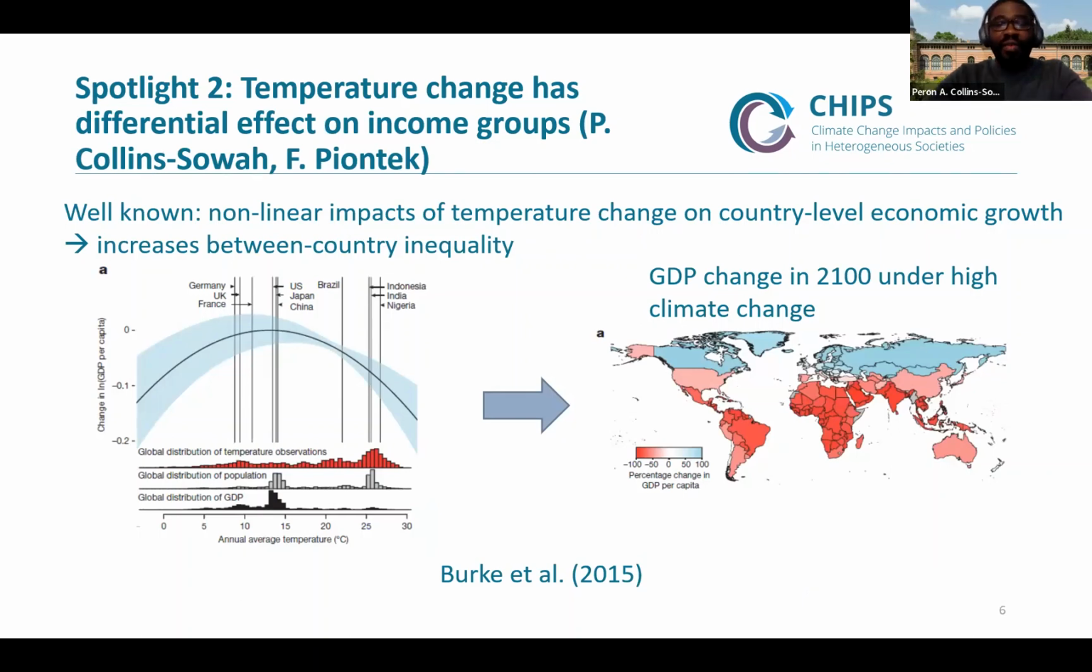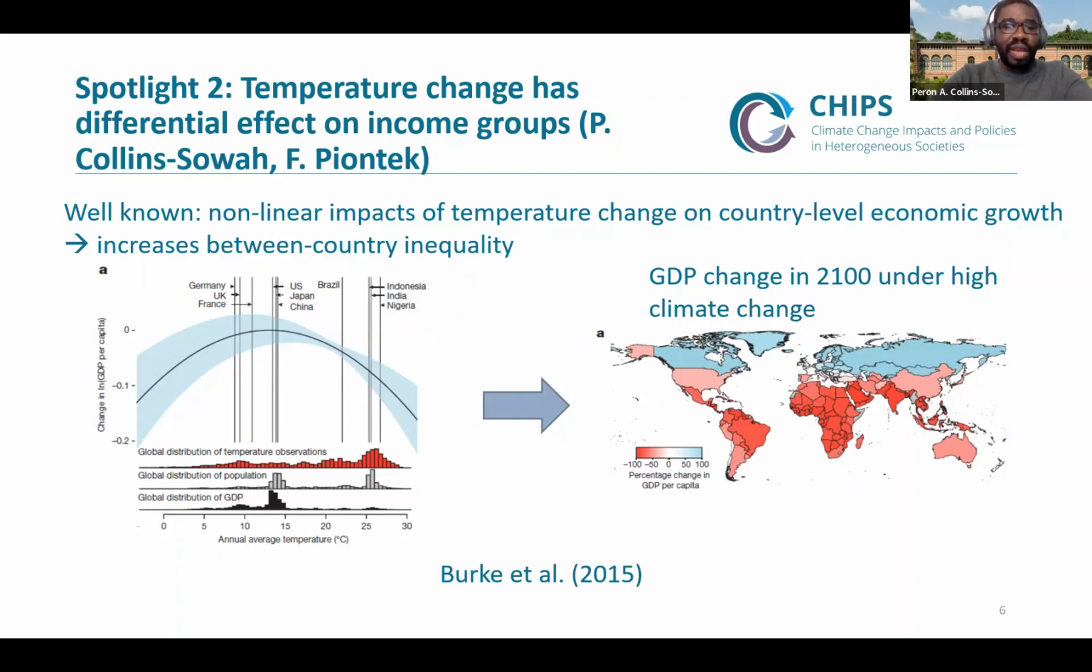Since the earlier study of Burke and colleagues, we actually have a fair understanding of the impact of temperature change on country level income growth. As you can see on the left-hand side of this image, Burke finds a nonlinear relationship between temperature and GDP growth per capita, peaking at about 13 degrees. So countries that are below this temperature optimum, like Germany, UK, and France, warming brings a positive impact on GDP growth.